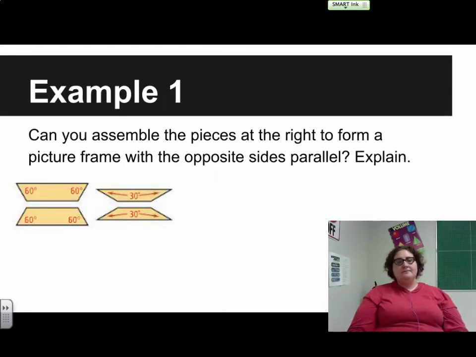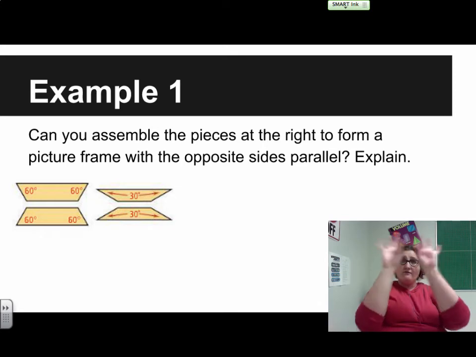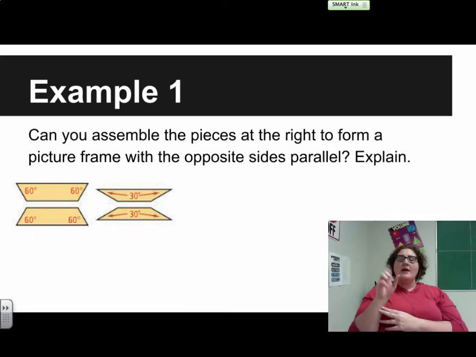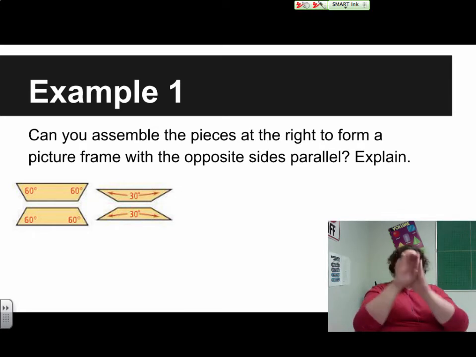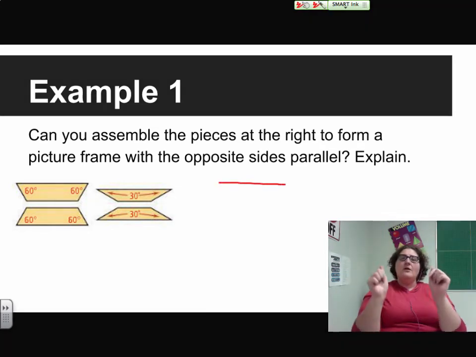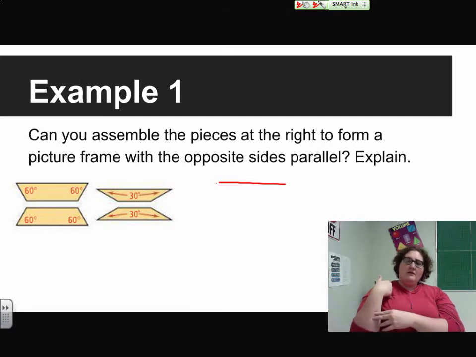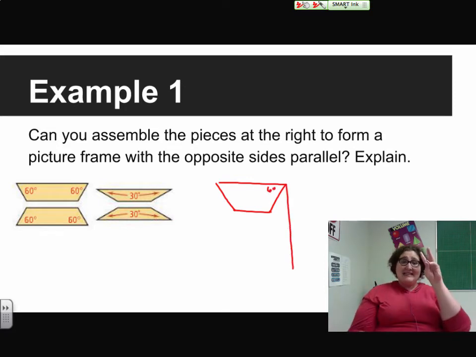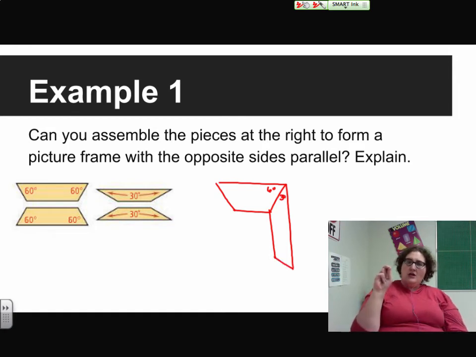Example 1. Can you assemble the pieces at the right to form a picture frame with opposite sides parallel? Explain. Okay, so on this one, if you ever look at how a picture frame is assembled, we could take this 60-degree angle, excuse my drawing, if this is 60 degrees, I can put in my 30-degree angle, and notice right now I have a right angle right here.